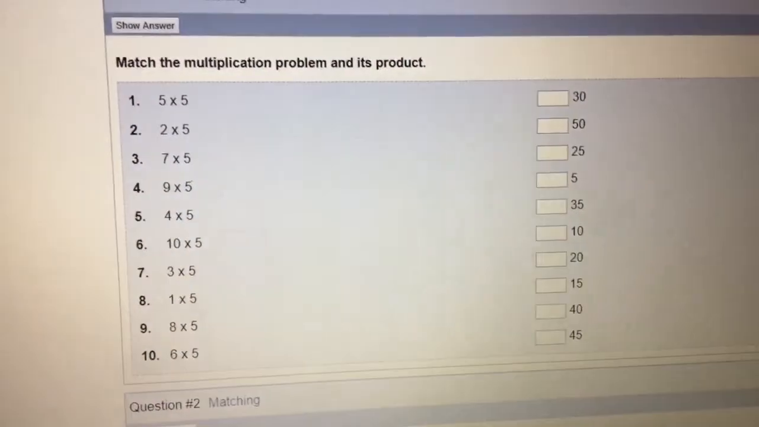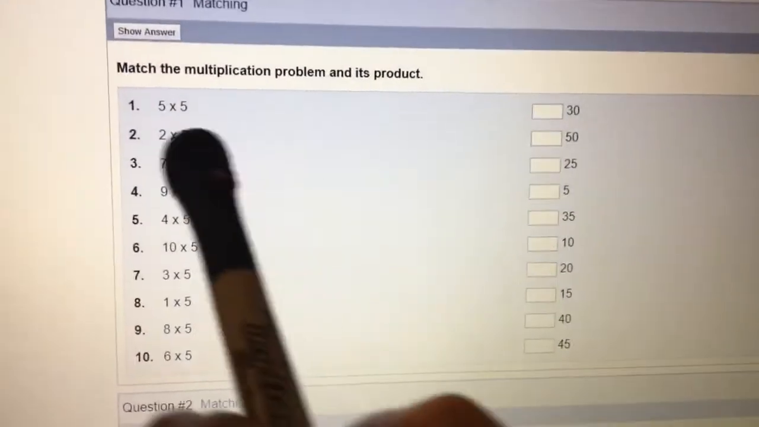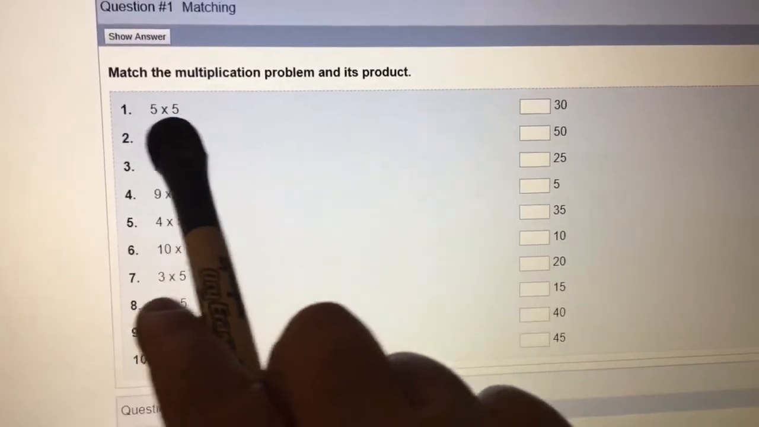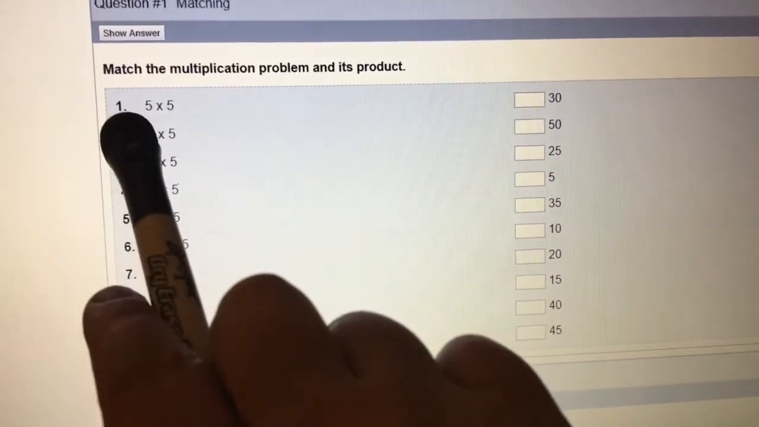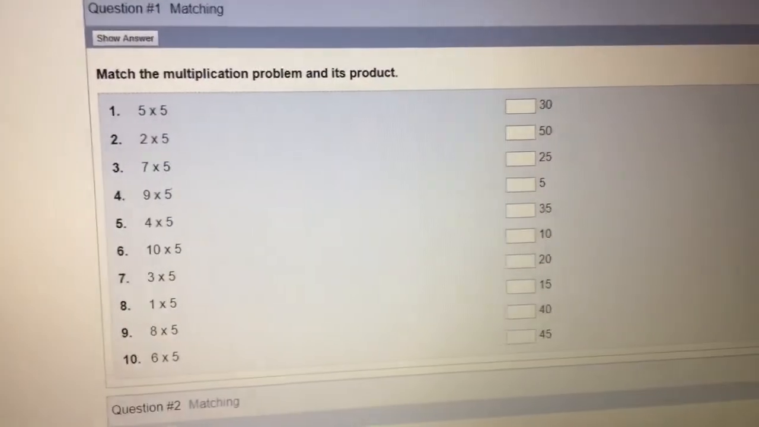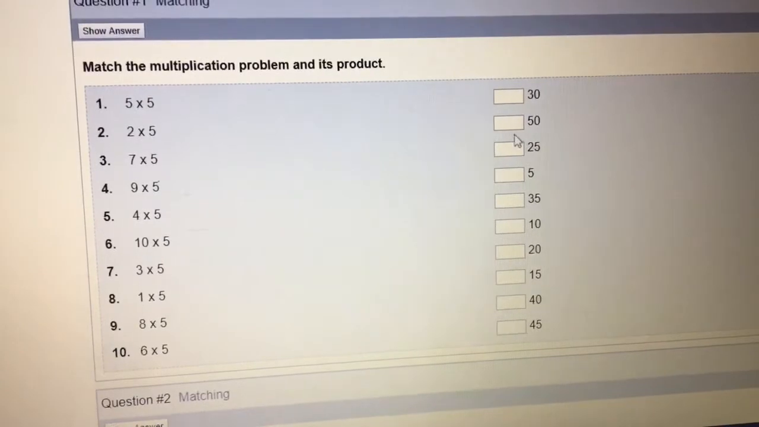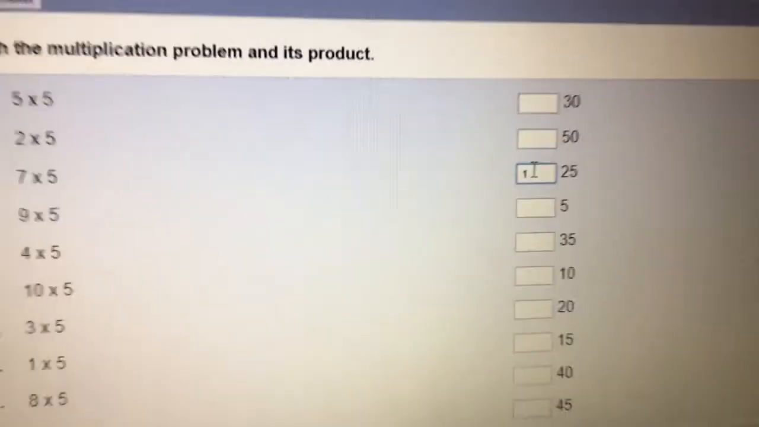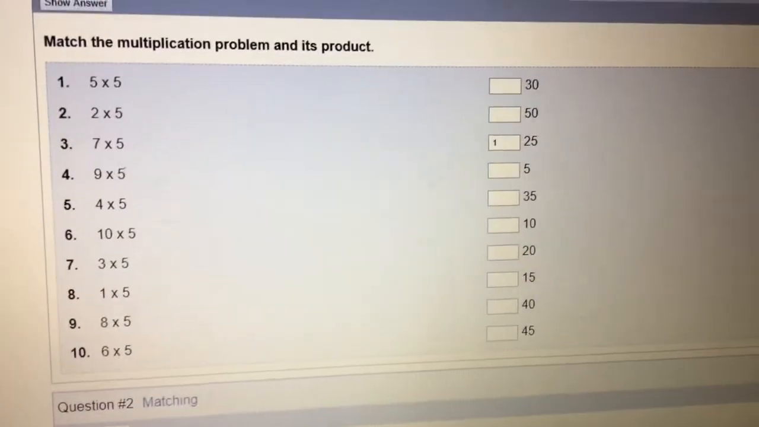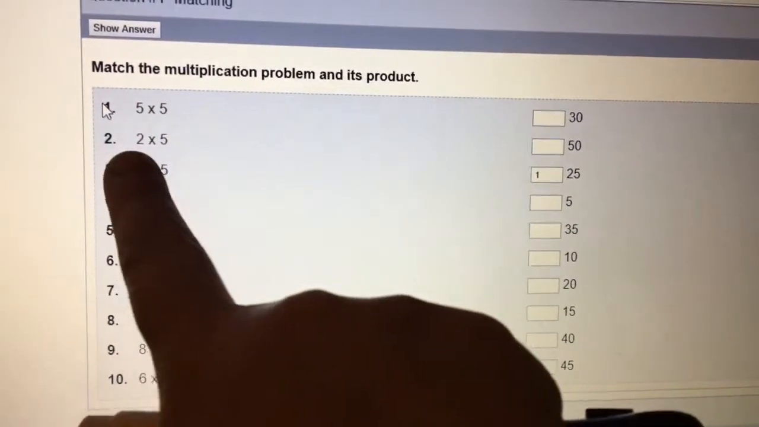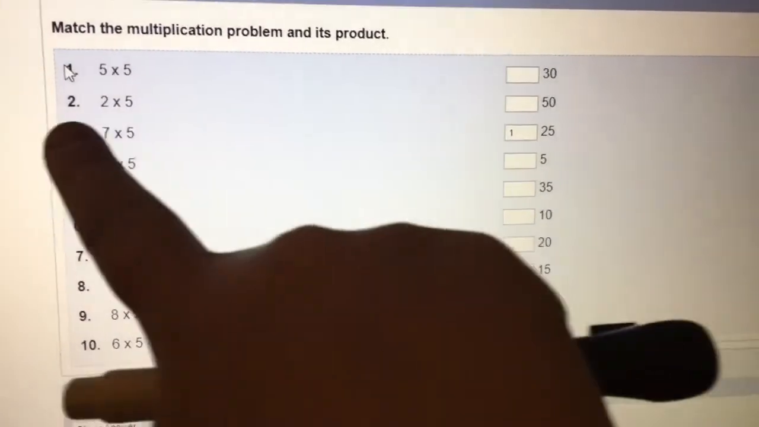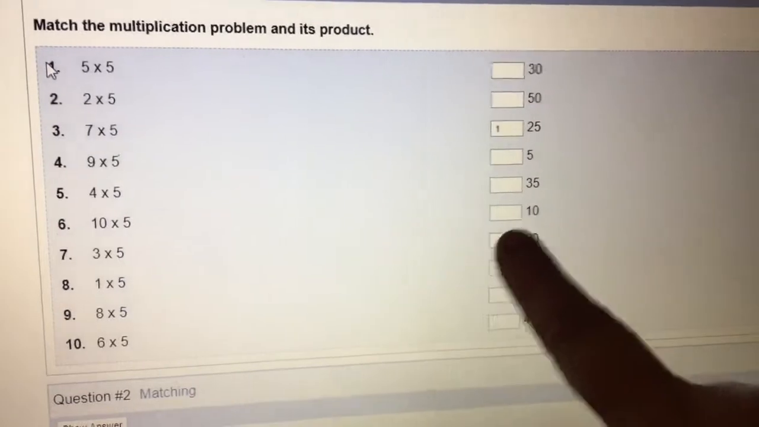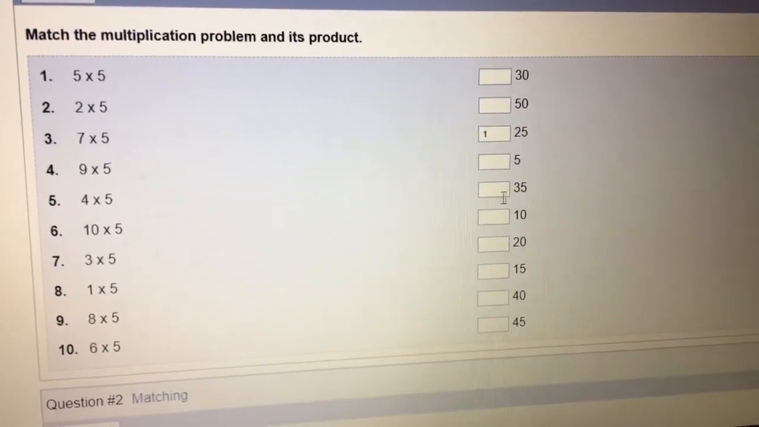All right, when you come on to the online platform to answer these questions, look at number 1. Number 1 is 5 times 5, which is 25. You're going to find it over there on the side, but you're going to put a number 1 in that box, because 5 times 5 is 25, and that is number 1. Let's look at number 2. 2 times 5 is 10. So you're going to look over and find 10. And since that is number 2, you're going to type number 2 in that box.